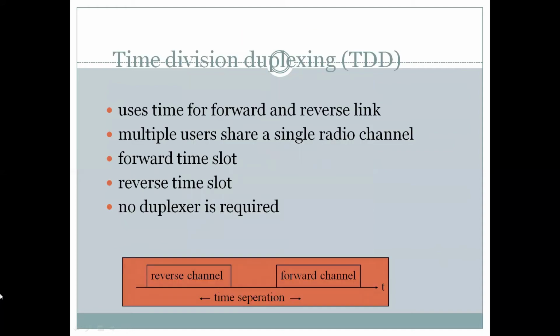In the frequency domain, you have seen that the x-axis was the frequency axis, and there was a separation between the forward and the reverse channel. Now, another version of it is in terms of time. There is time division duplexing also.